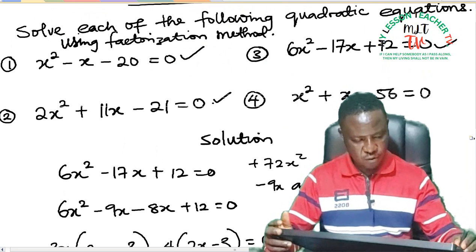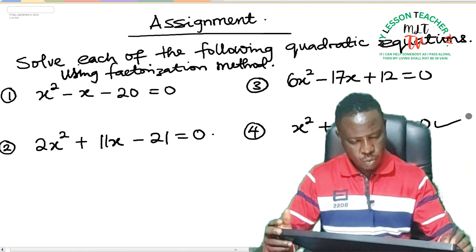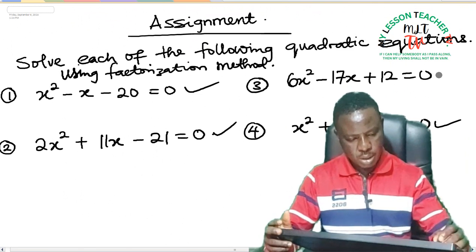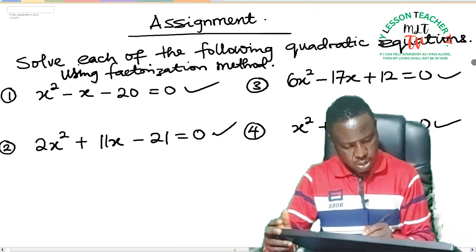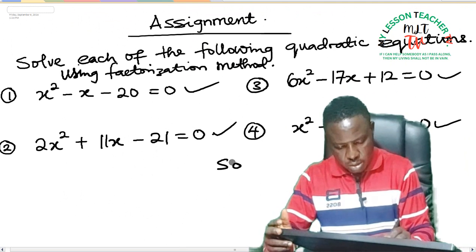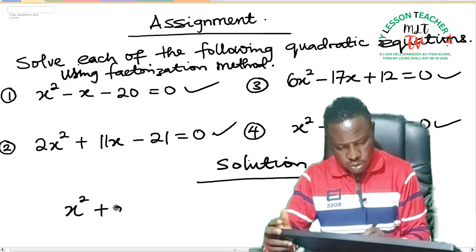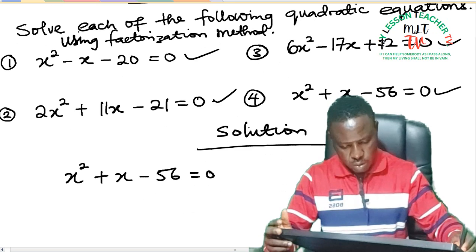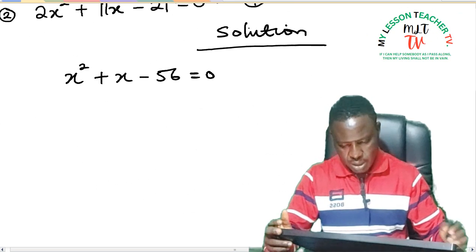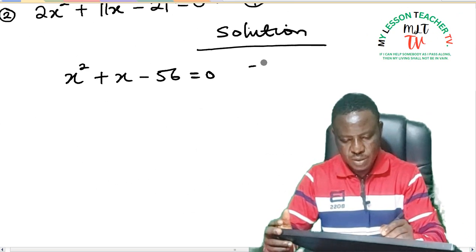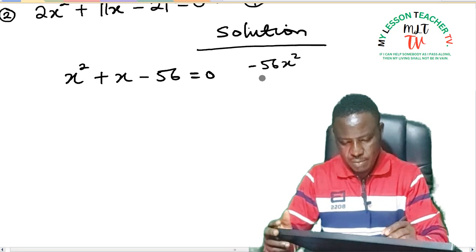We shall then take question number 4. Question 4 says solution: x squared plus x minus 56 is equal to 0. So look for two terms that when you multiply them together, it gives you minus 56x squared. And when you add them together, you have plus x.